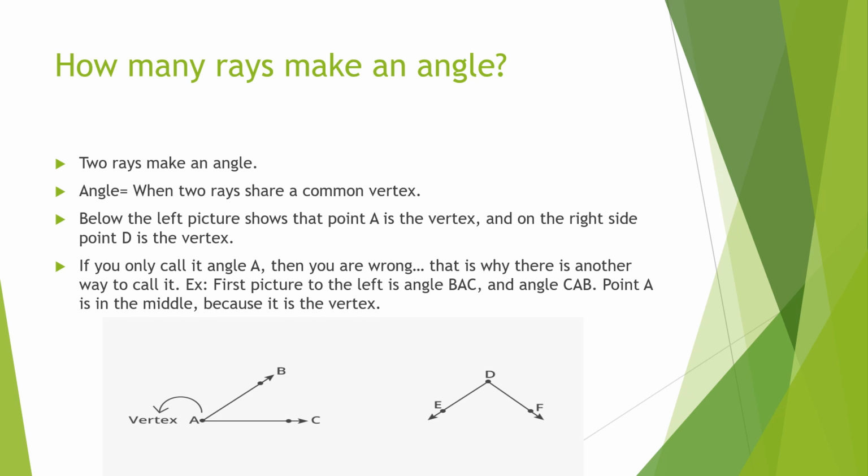You can't just say it is angle A, or you can't just say it is angle D. You have to specifically name it. Name the angle. For the left side, you could say angle CAB or angle BAC. And on the right side, you could say angle EDF or angle FDE.